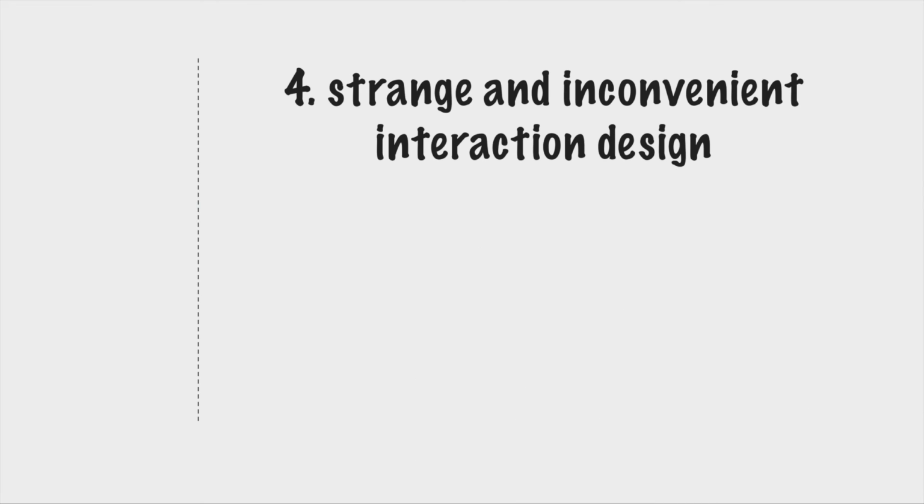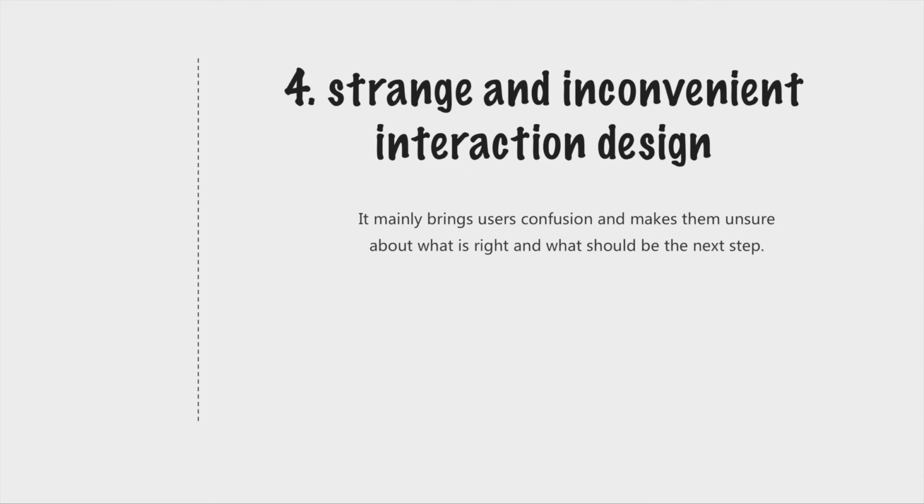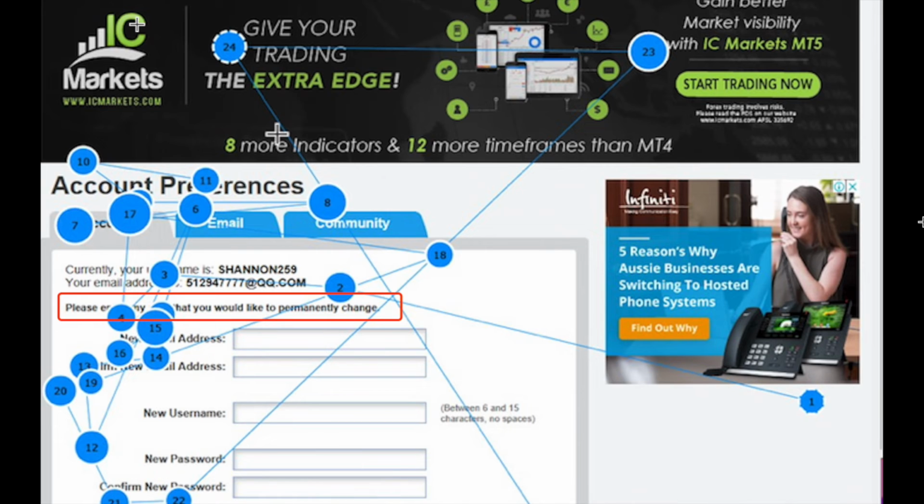The last kind of problem is strange and inconvenient interaction design, which mainly brings users confusion and makes them unsure about what is right and what should be the next step. In task 2, when the participants are asked to change the password, they saw this scene. Although there is a sentence saying, please enter any data that you would like to change, the participants were still confused about whether they can change the password without changing the email or username.